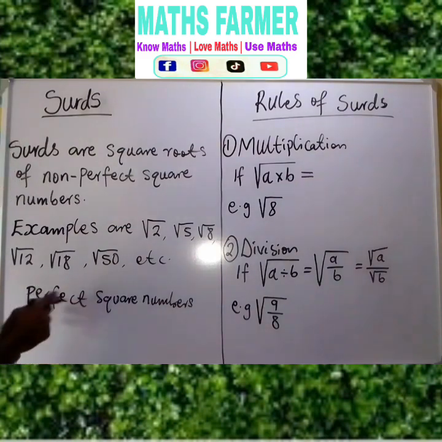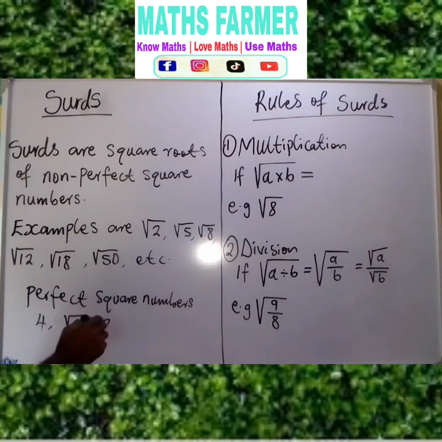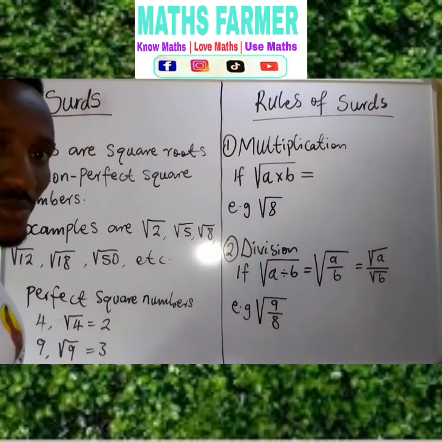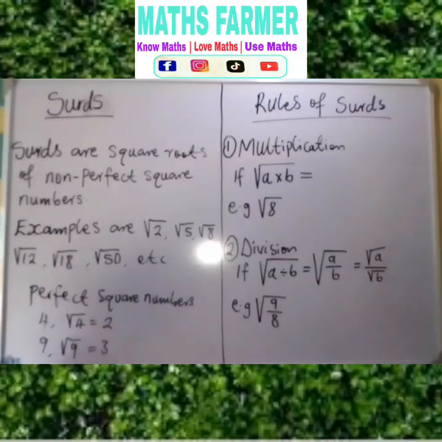For instance, an example of a perfect square is 4. The square root of 4 will give us 2. Again, we have 9. The square root of 9 will give us 3. That is 3 times 3. Which number do we multiply by itself two times to give us the number in question? That is the square root of perfect square numbers.